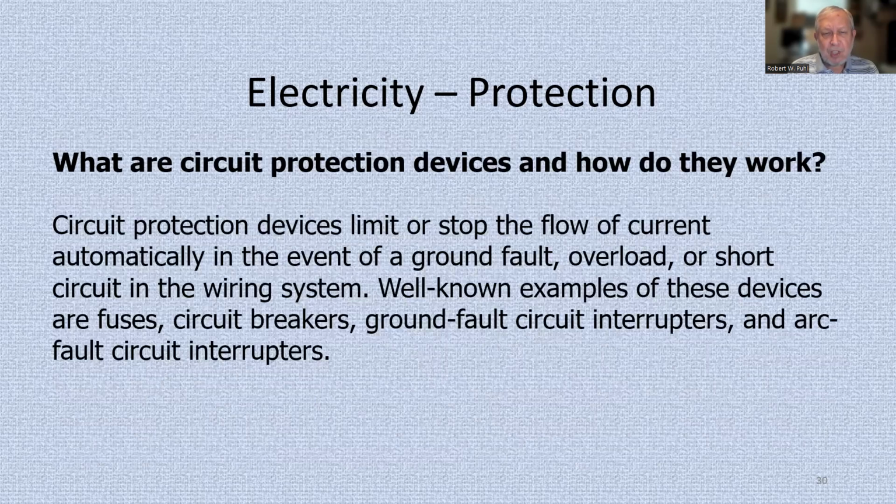What are circuit protection devices and how do they work? Circuit protection devices limit or stop the flow of current automatically in the event of a ground fault, overload, or short circuit in the wiring system. Well-known examples of these devices are fuses, circuit breakers, ground fault circuit interrupters, and arc fault circuit interrupters.